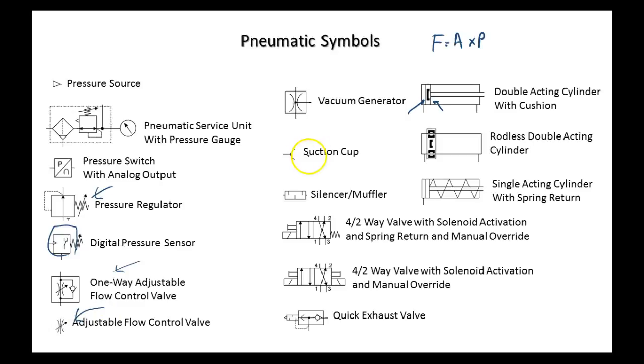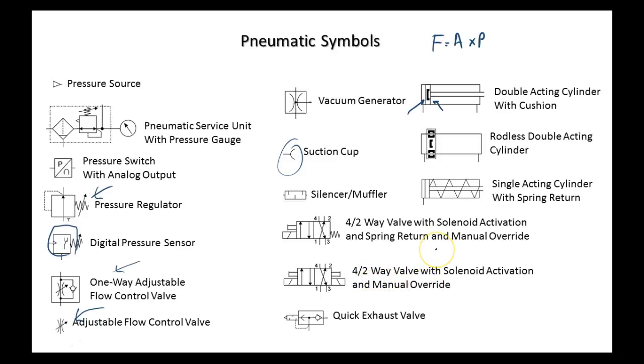Okay. This is a symbol for what? Suction cup. These are the two symbols they have. So this is the way it would be worded. 4/2. So 4 is the number of what? Ways. Okay. This is the number of positions. And then normally what you'd put is the rest of the information. So this is solenoid activated, right? And a what? Spring return with a manual override. So that would be the whole designator for that valve. This is a 4/2 way valve, solenoid activation and what?